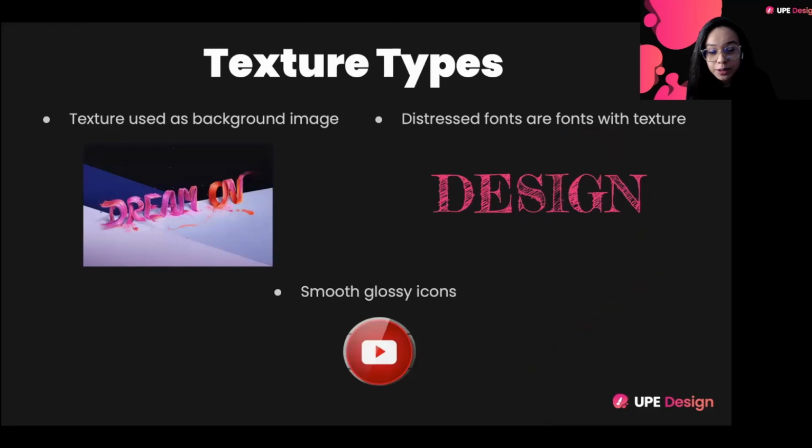These are just a few of the texture types that exist out there. You can use them as your background image, like I said. We have distress fonts, they give texture. We also have smooth, glossy icons. You can see that it's glossy because it has a sense of light on the top.